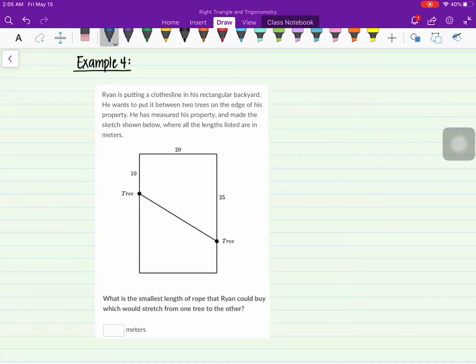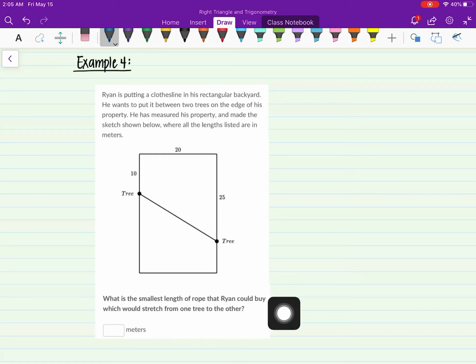Alright, you guys, so let's go ahead and get started on example 4 here. In example 4, we have Ryan who wants to put up a clothesline in his backyard, and he wants to hang it from one tree to another. He's asking us what's the smallest length the rope can be.